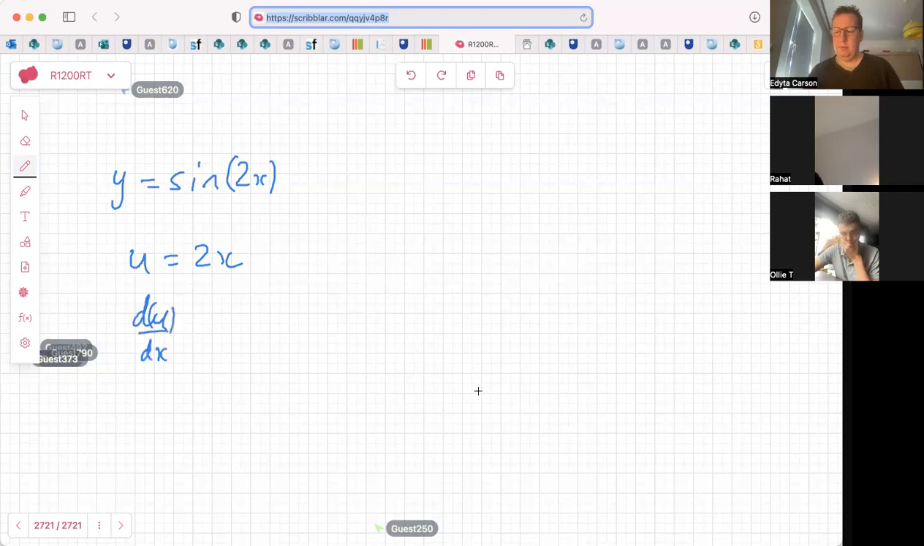Exactly. Differentiation means d dx of the thing. So the derivative of 2x is 2. In other words, and this is an important thing to note, we discussed this last night as well, what does 2x look like on a graph?